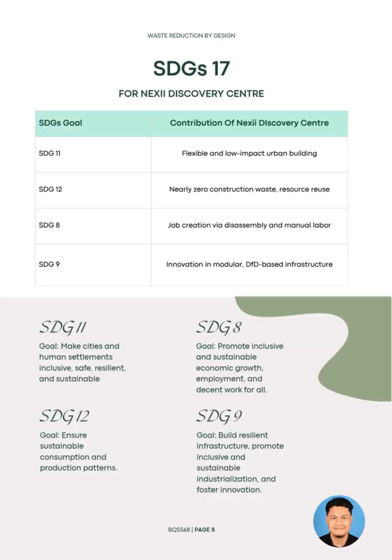The project also aligns with several UN Sustainable Development Goals, the first one being SDG 11, Sustainable Cities and Communities, SDG 12, Responsible Consumption and Production, SDG 8, Decent Work and Economic Growth, and lastly, SDG 9, Industry, Innovation and Infrastructure. These goals highlight the importance of reducing waste, promoting innovation and supporting green jobs, all of which design for disassembly directly contributes to.